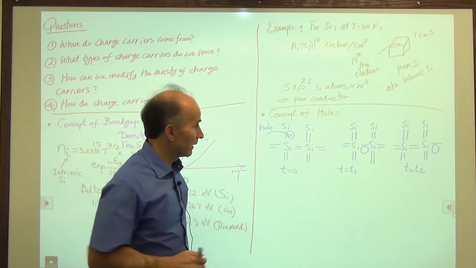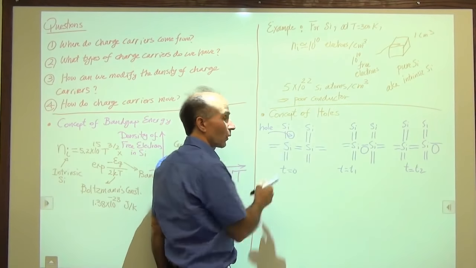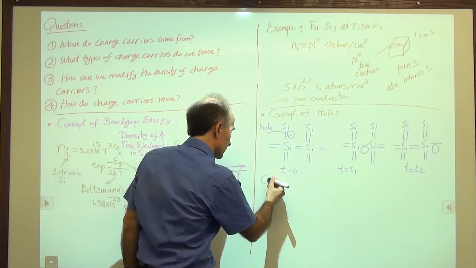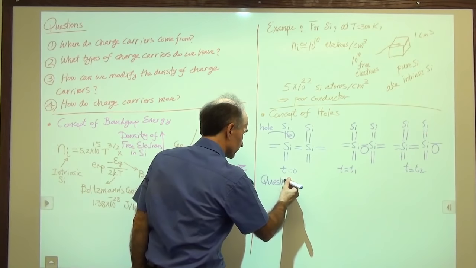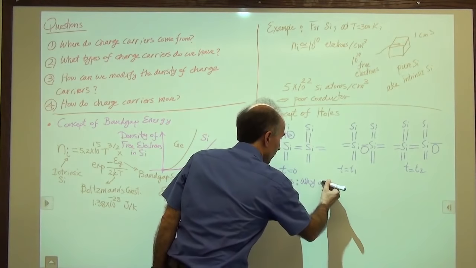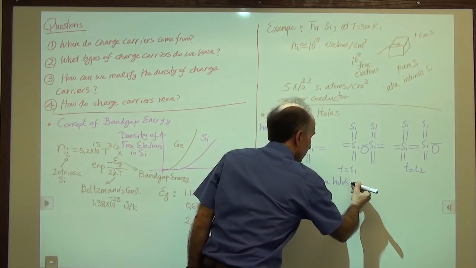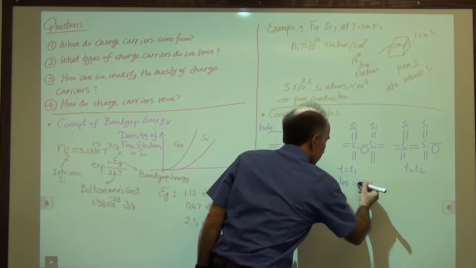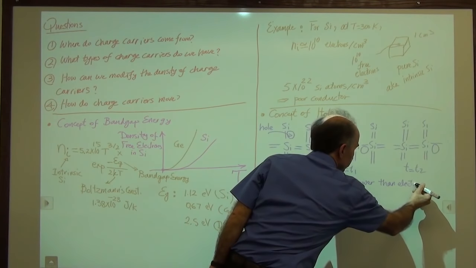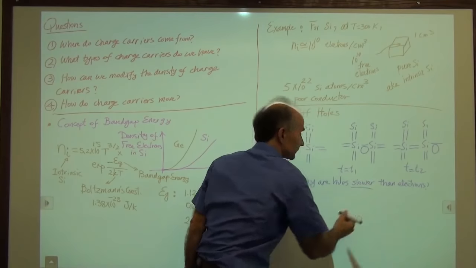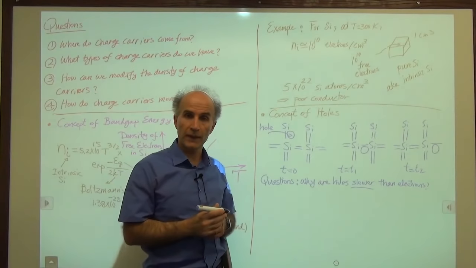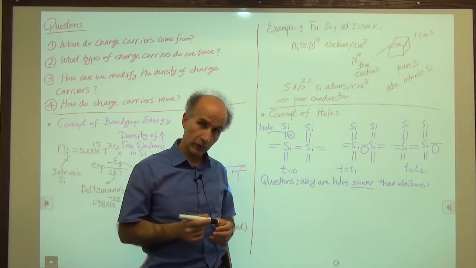I also want to emphasize that conduction by holes is not the same as conduction by electrons. So let me raise a question here. Why are holes slower than electrons? As we will see later, when we give properties to electrons and holes, we say holes are slower, maybe by a factor of two.